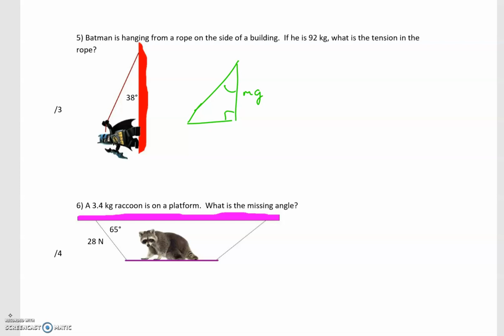For the raccoon question, very similar. We've got a force at an angle. So the first thing we should do is break that apart and find the vertical component and the horizontal component. We know the horizontal components have to be the same, so we make those equal to each other. You've also got the weight of the raccoon, so you can find out how much is pulling down. Then the two vertical components have to add to the weight.